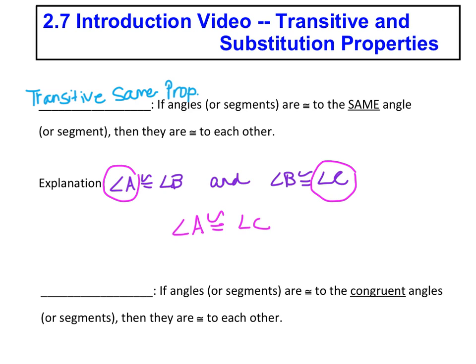So we've seen a similar property to this with our complementary and supplementary angles, which is very specific. Now we're just talking more generalized. If angles or segments are congruent to the same angle, so transitive same property.